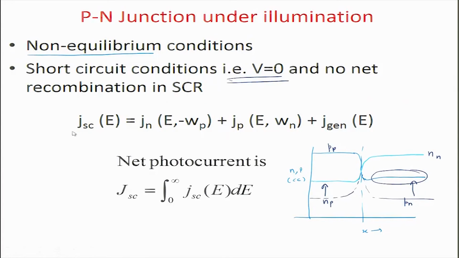So essentially, if I go to the previous slide, we are saying that short circuit condition means V is equal to 0. There is no net recombination in the space charge region. The J_SC is equal to J_n at minus W_p plus J_p at W_n plus the J generation current. This generation current will start dominating, and the net photocurrent is now equal to the integration from 0 to infinity. You can do it from 0 to infinity, although you can do it from E_g to infinity also. So this is J_SC; for a spectral current, you need to integrate over all the energies.